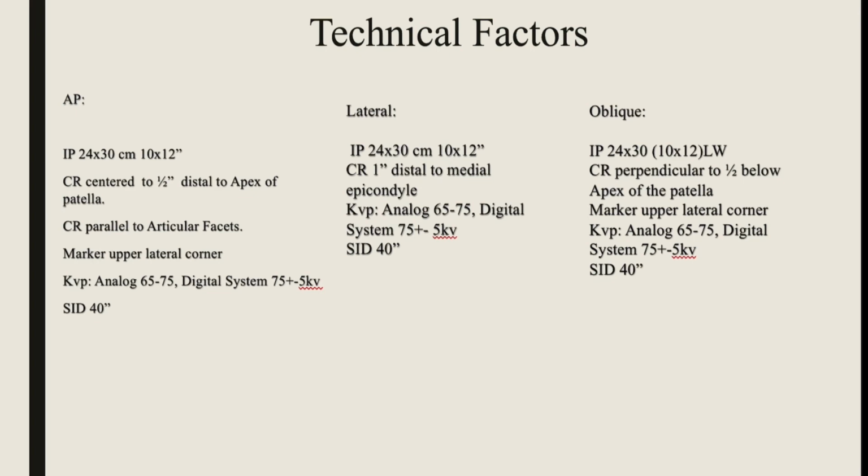Technical factors are a little bit similar for every single position. For example, the kVp is going to be around the same, 65 to 75 in analog, and in the digital system it is 75 pretty much. The image receptor is going to be 24 by 30 centimeters, and the center ray is going to be parallel to the articular facet for the AP.